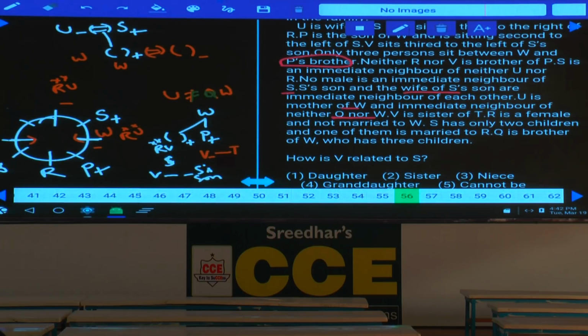R is a female and is married to whom? And is not married to W. R is a female and is not married to W, hence W cannot be at this place, isn't it?